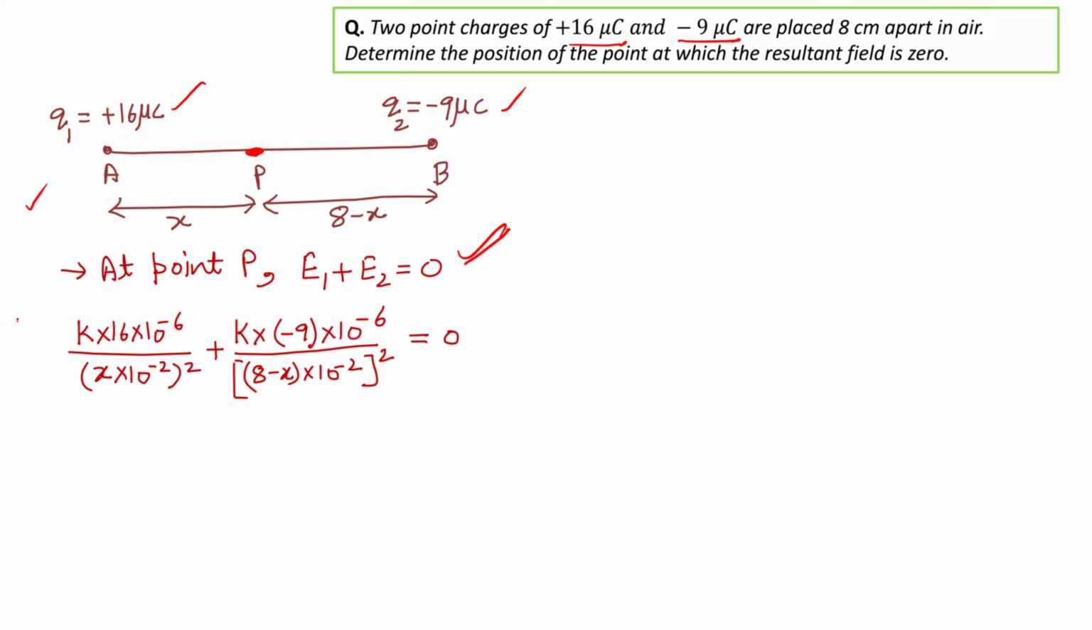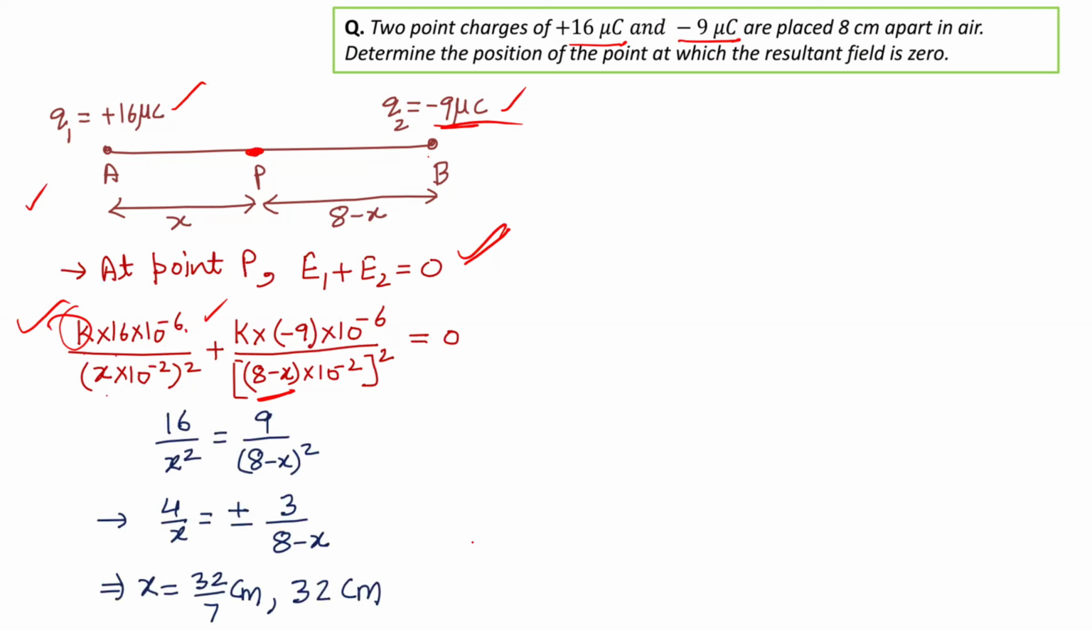So you can say field E1 is nothing but K, that is 1 upon 4 pi epsilon naught, into 16 into 10 to the power minus 6 divided by (x into 10 to the power minus 2) whole square, plus E2 is equal to K into minus 9 because this is negative. So minus 9 into 10 to the power minus 6 upon (8 minus x), because the distance of P from B is 8 minus x, into 10 to the power minus 2, whole square. That should be equal to 0. If you solve this, you get two values of x. Number one is 32 by 7 centimeter, another is 32 centimeter.